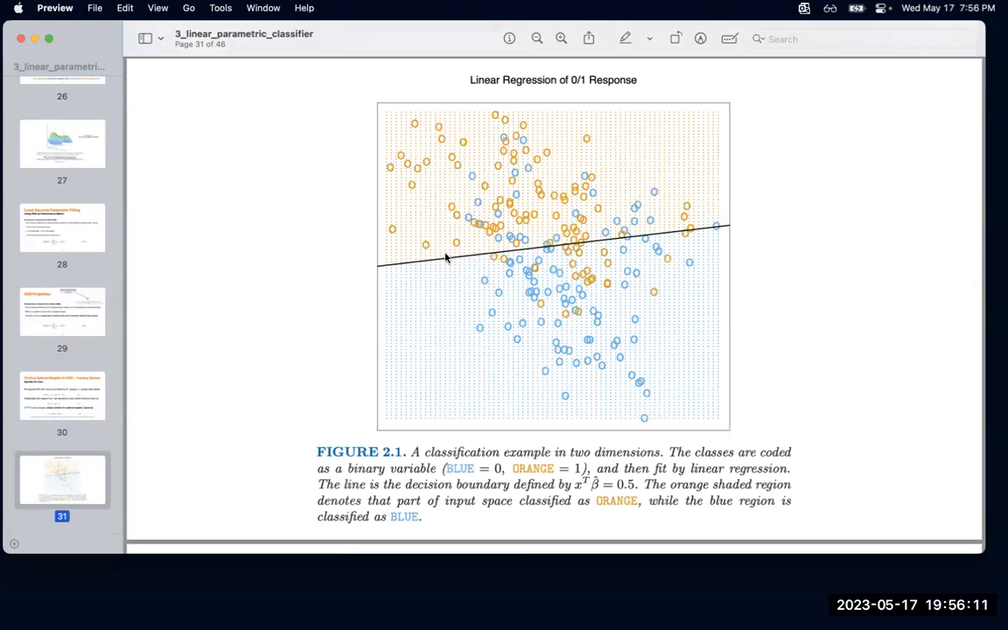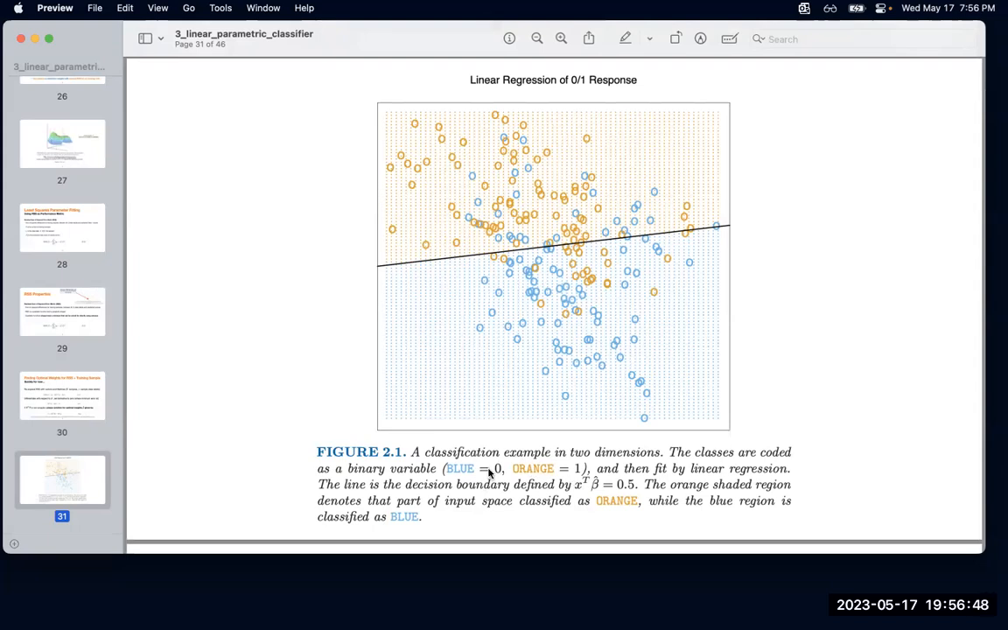So this line that you see here is what is separating these 2 portions, these 2 halves of my space. And this would essentially tell me what the prediction of my model would be, right? If I choose any point in the blue shaded region, this means that my model would be predicting that point to be blue. In that case, blue is mapping the 0 class, and orange is mapping the 1 class.